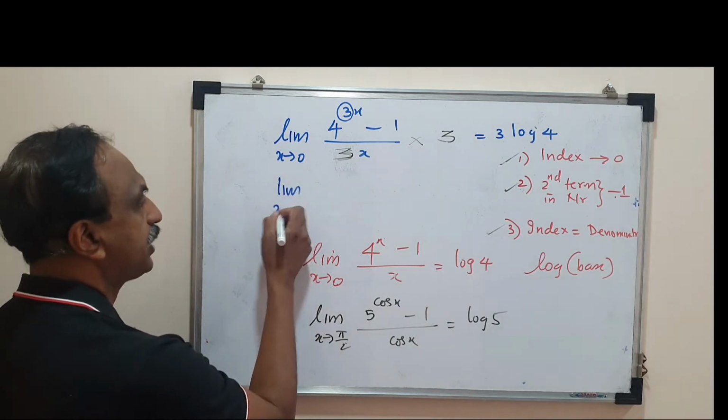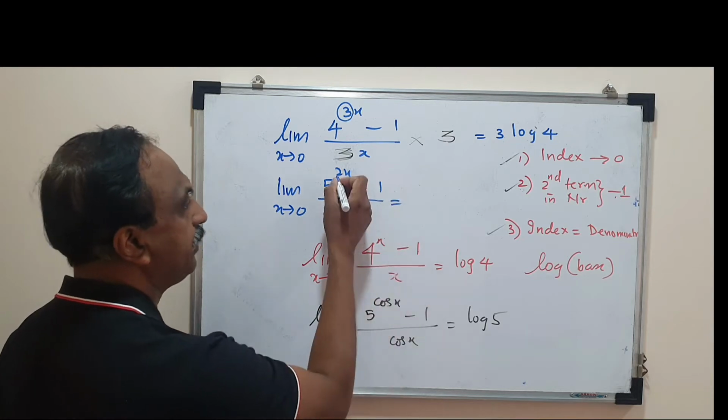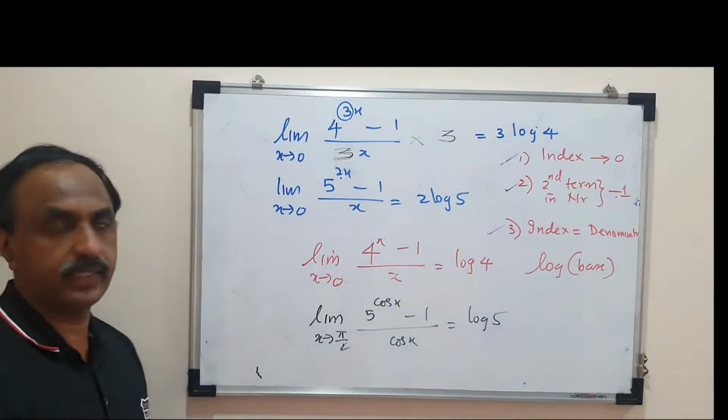Limit x tending to 0, 5 raised to 2x minus 1 upon x. Directly, coefficient is 2 log 5. You can directly write the answer.